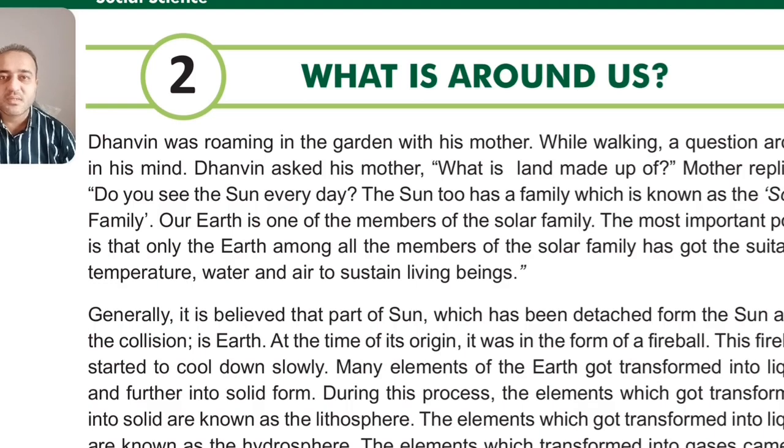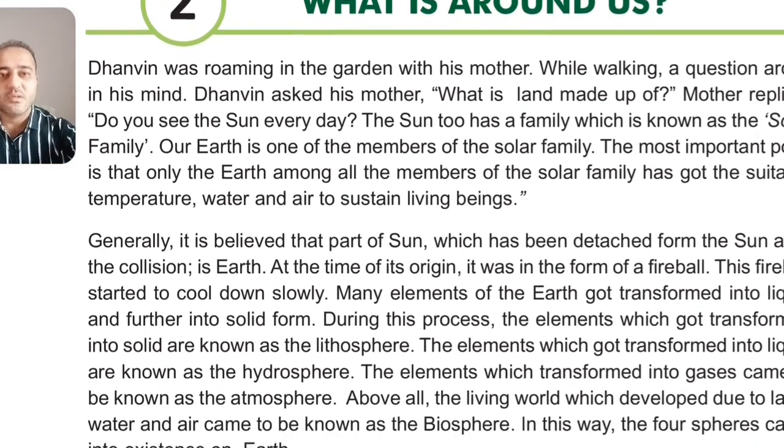Further, the mother says that the important thing to know about the solar family is that the earth is the only planet in the whole solar family where there is a suitable temperature, air, water, and atmosphere to sustain life. That means the earth is the only planet which is suitable for living beings. As we all know, except earth there is no life on any other planet, right? So that is the introductory part.